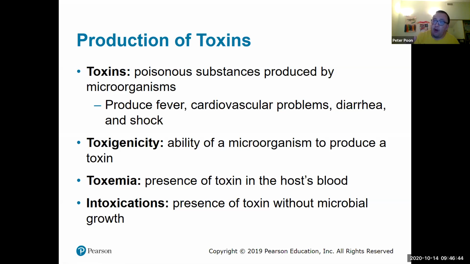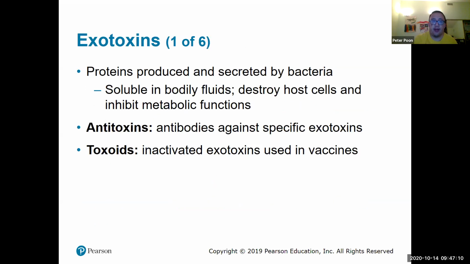Some of the microorganisms we study are not toxigenic by themselves. They get their toxins from bacteriophages and similar sources. Toxemia is the presence of the toxin in the blood. That's the definition. Intoxication is the presence of toxin.